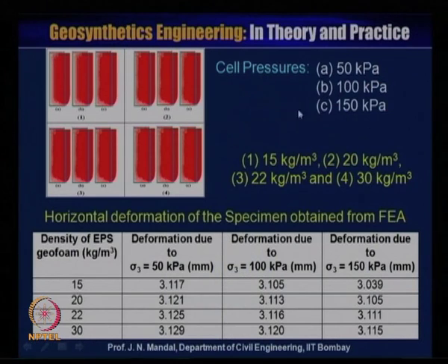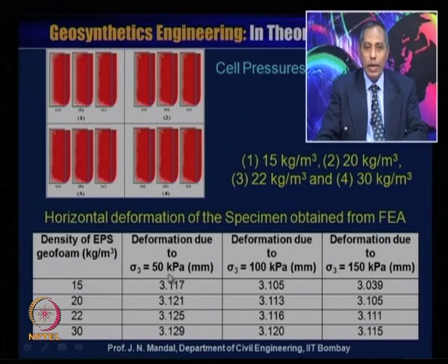Now this is the cell pressure for 50 kilopascal, 100 kilopascal and 150 kilopascal. This one is for 15 kg per meter cube, this is 20 kg per meter cube, this is 22 kg per meter cube, and this is 30 kg per meter cube. This is the horizontal deformation of the specimen obtained from the finite element method. These are the different densities 15, 20, 22 and 30, and this is the deformation when sigma 3 is 50 kilopascal, and this deformation is 3.117.